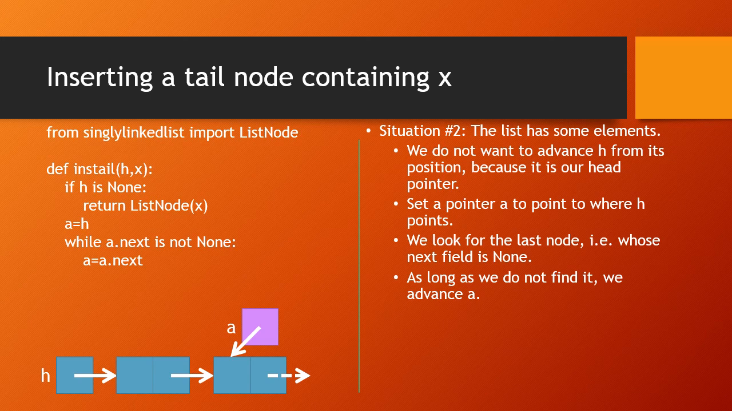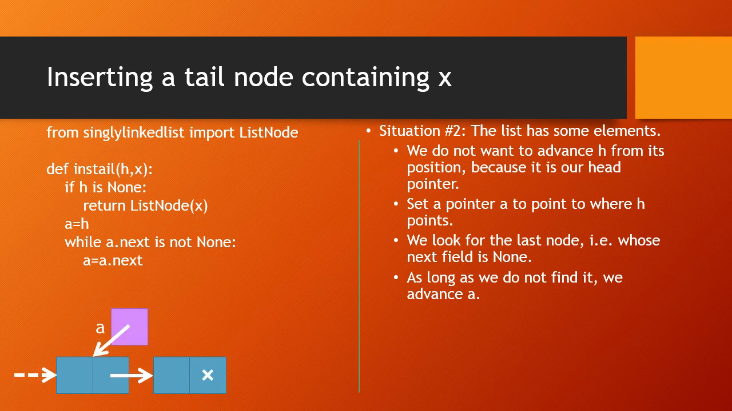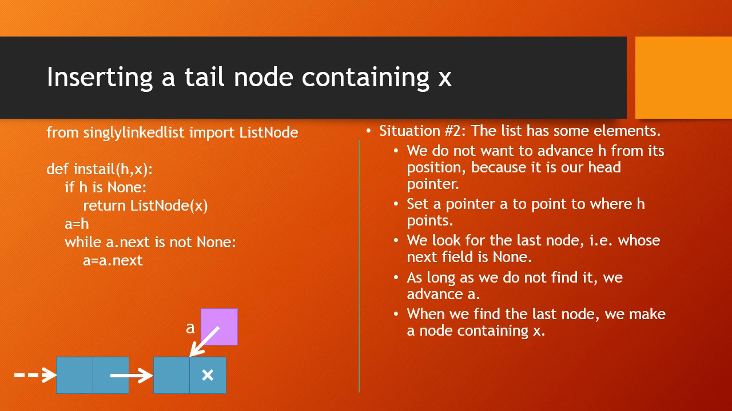So we looked at the first node, but the next field was not none. We looked at the second node, but the next field was not none. We keep on looking until we come to the second last node. The next field is not none. Then we come to the last node. The next field is none. And here we come out of our while loop.